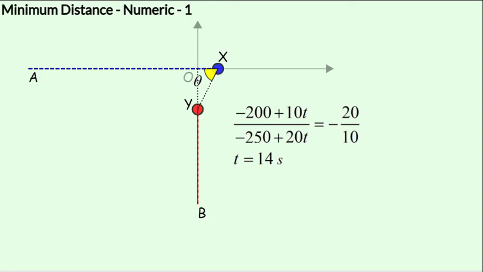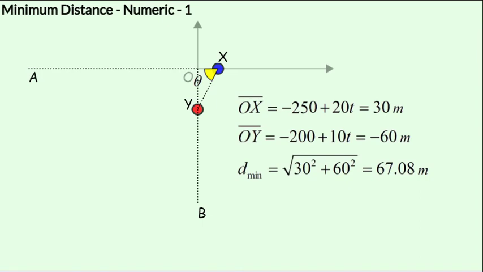Now let's find the minimum distance or the distance XY. Substituting 14 for t, we obtain OX as a positive 30 meters, which means it lies to the right of the y-axis. And OY is minus 60 meters, so it continues to lie below the x-axis at the time when the distance is the minimum. The distance XY would be the square root of 30 squared plus 60 squared, and that is 67.08 meters.